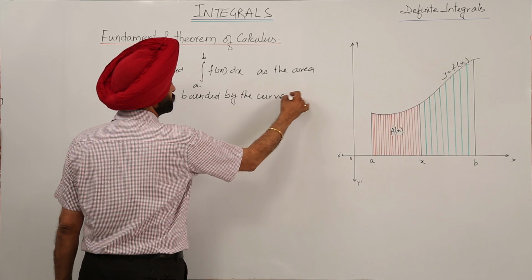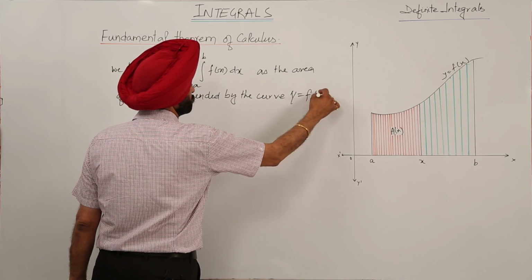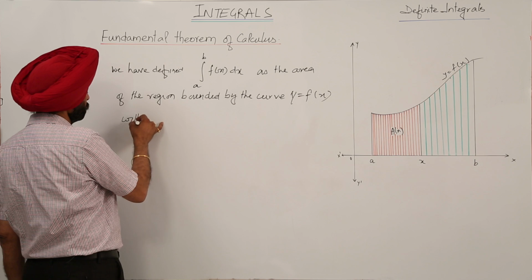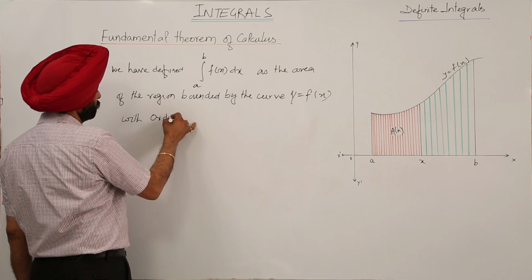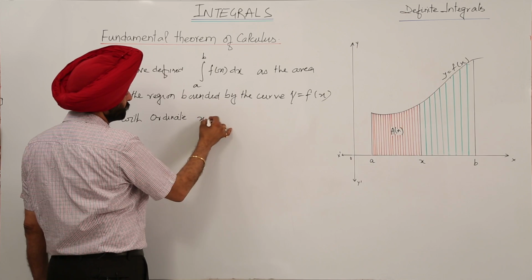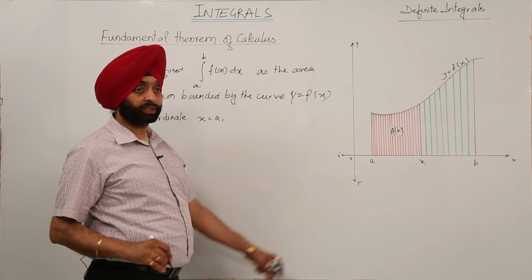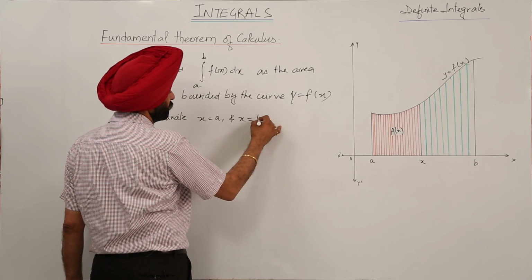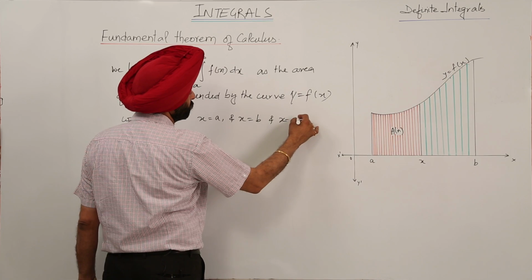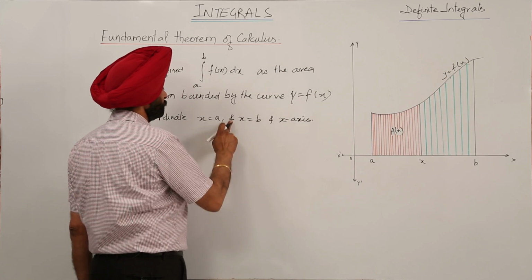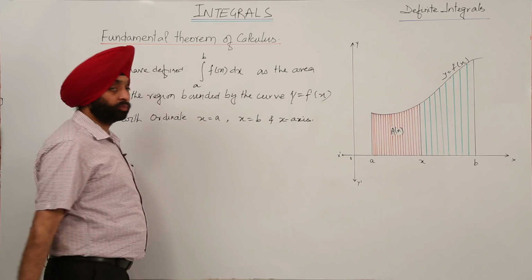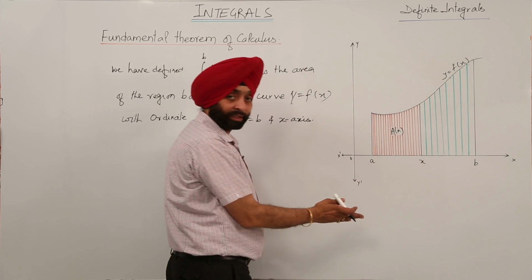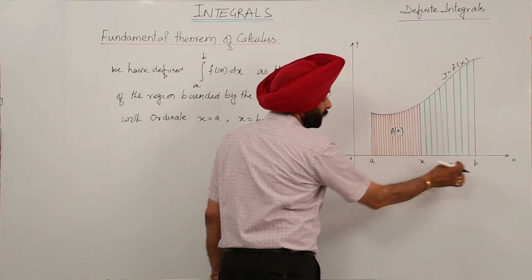y is equal to f(x), with the ordinates. Now, what are the ordinates here? The ordinates are x is equal to a and x is equal to b, and the x-axis itself. The x-axis means this line, and the ordinates are this a and this b.